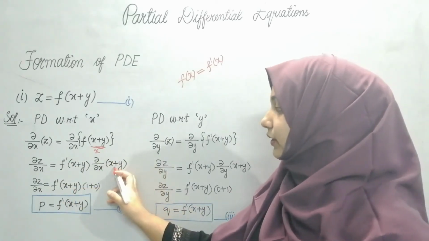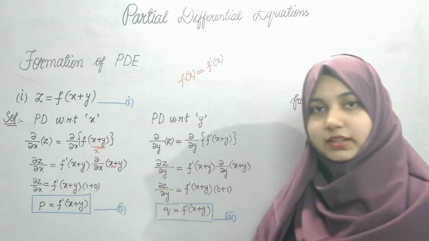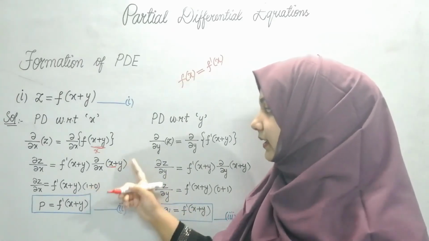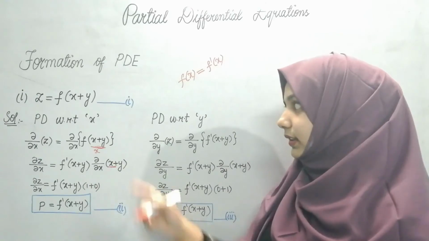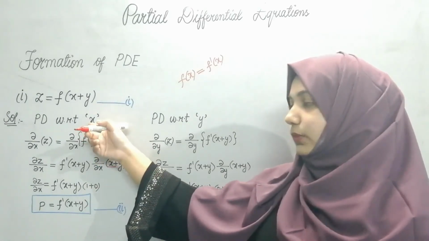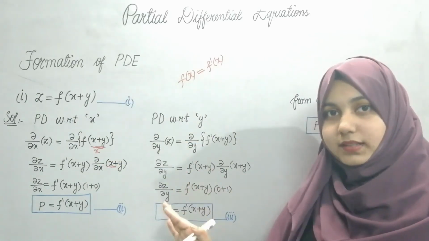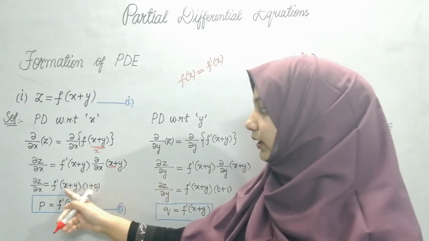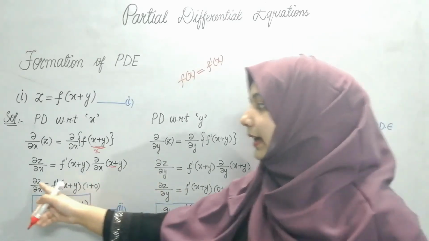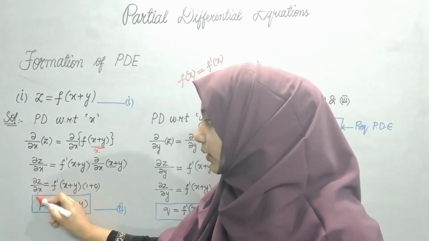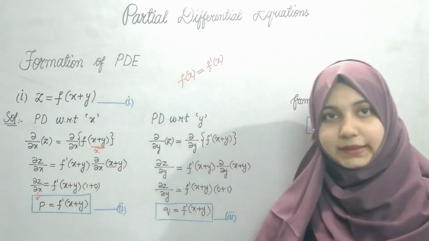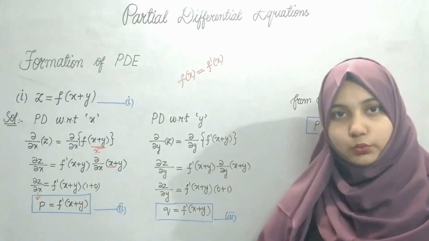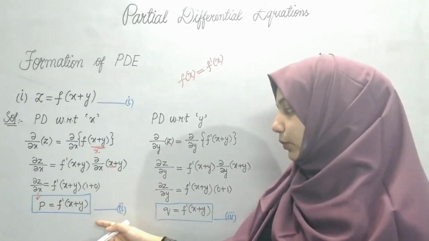Now differentiating with respect to x, right? The differentiation of x is what? 1. So I'm writing 1 plus y, which acts as a constant. When I'm differentiating with respect to x, the other variable will act as a constant. The differentiation of a constant is 0. Now 1 into f dash of x is f dash of x. I know dou z by dou x is P, right? So P is equal to f dash of x plus y. Done. Let this be my equation 2.